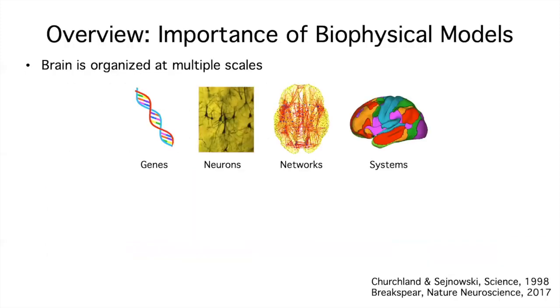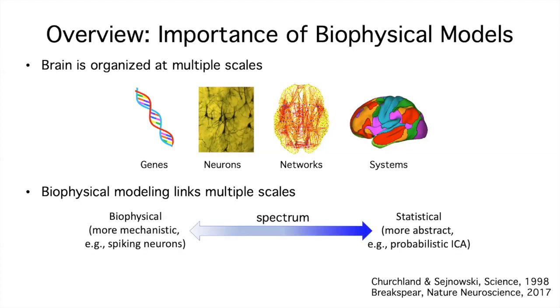As we all know, the human brain is a complex system spanning from micro scale to the macro scale. But our knowledge about how these scales interact is extremely sparse. A promising approach to bridge across these spatial temporal scales is, of course, through biophysical modeling. As I was saying before, generative models exist on a spectrum. On one end are biophysical models, whereas on the other end are more abstract statistical models.